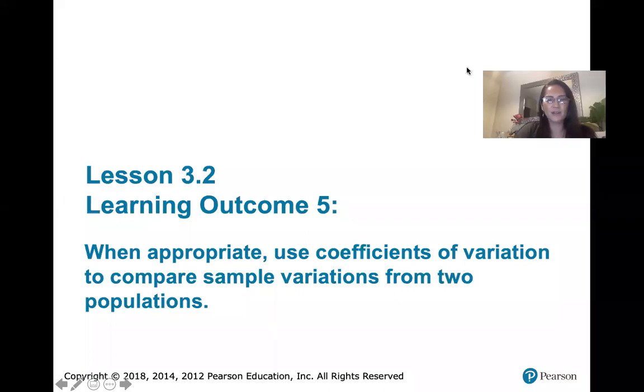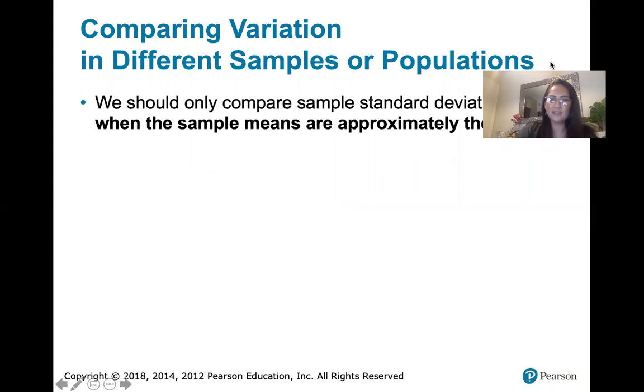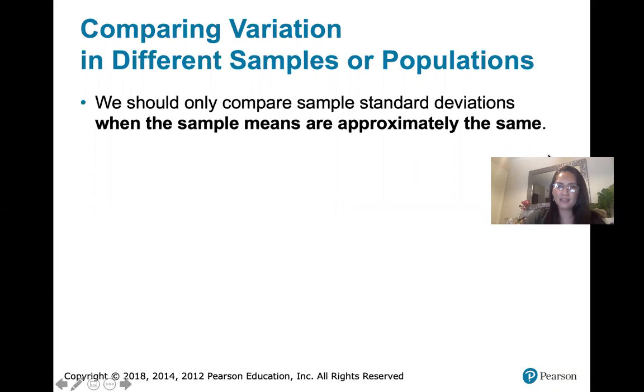This video is about learning outcome number 5, which is all about coefficients of variation. Our goal for learning outcome number 5 is to be able to use coefficients of variation to compare some sample variations when it's appropriate to do so. So here's my first point. We should only compare sample standard deviations when the sample means are approximately the same. Otherwise, it doesn't make sense to compare those sample standard deviations.